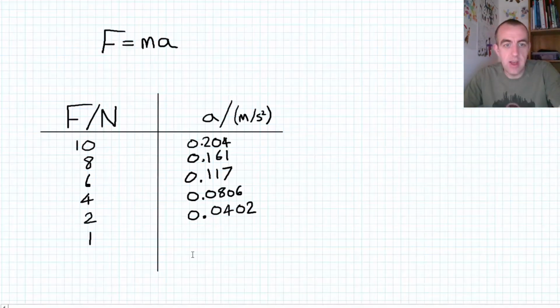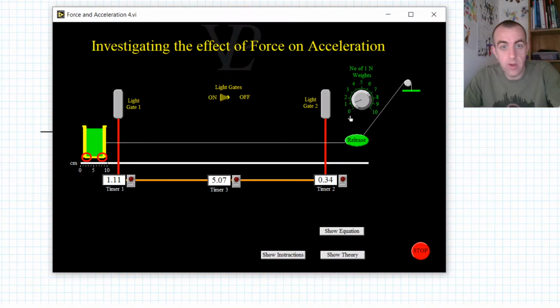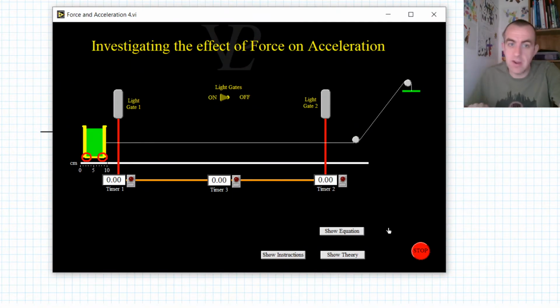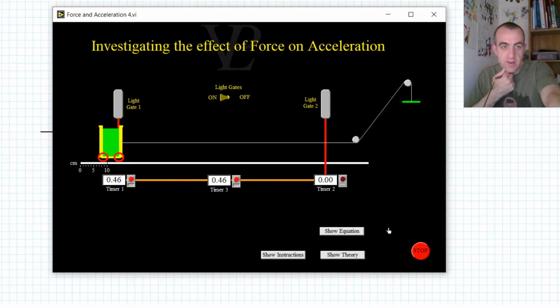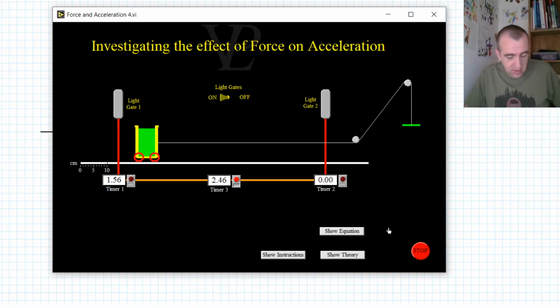And now let's get our last result. So we have the maximum range of measurements. Let's load this up, reset, put 1 newton on it, release. This might take a while. As you can see, it's barely accelerating. It's just reached the first light gate, 10 centimeters of distance through the light gate. Took a whopping 1.56 seconds. So let's do the calculation.